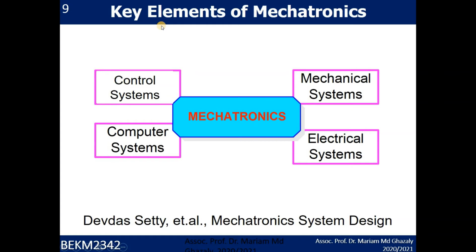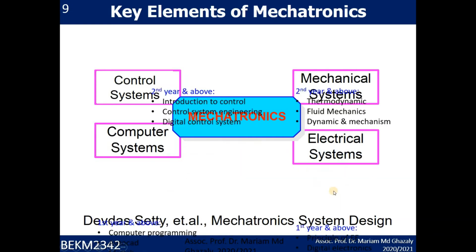So these are the 4 key elements of mechatronics as I mentioned in the previous slide. We have the control system, computer system, mechanical system and electrical system. You can go into detail; you can try to find this book online, Mechatronic System Design. Look through these components. And of course, in this chapter also, I'm going to explain it in detail.